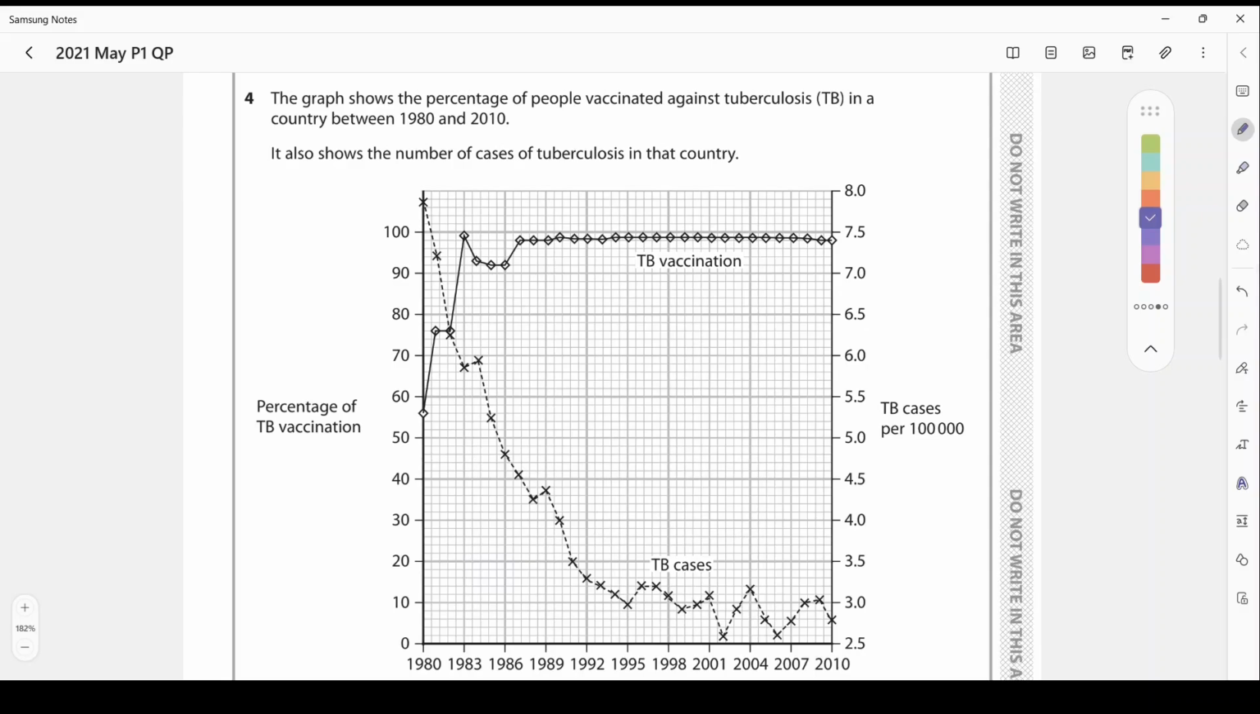The graph shows the percentage of people vaccinated against tuberculosis in a country between 1980 and 2010. It also shows the number of cases of tuberculosis in that country. So for your syllabus, you don't really need to know what tuberculosis is, but just to give you a bit of context, tuberculosis is an infection of the lungs. So it's a bacterial infection of the lungs.